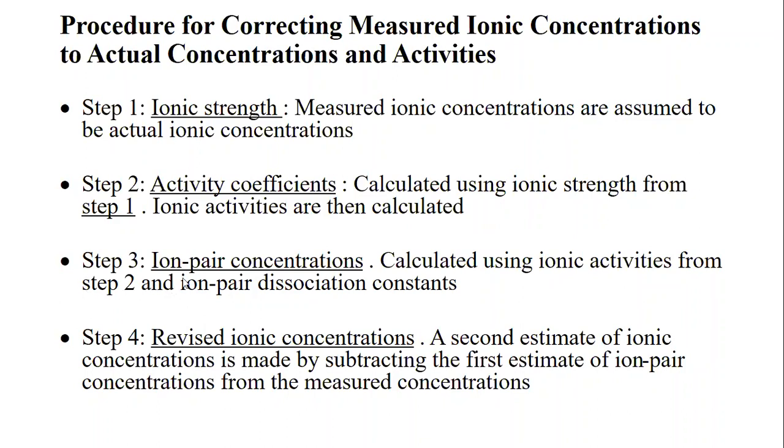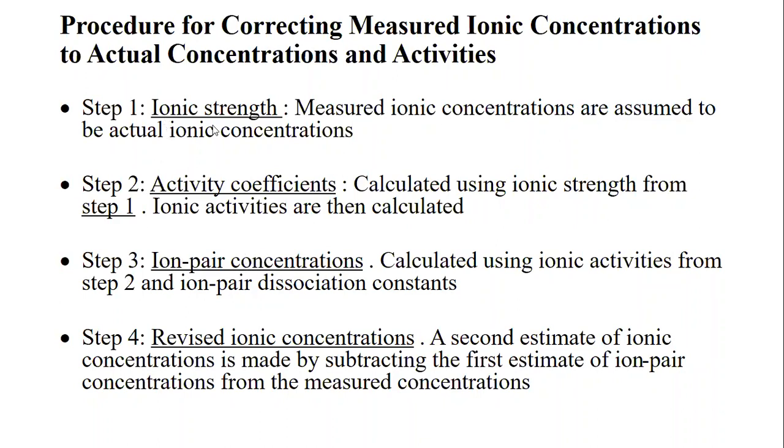Now, the ion pair concentration is calculated using ionic activities, which we already calculated in this step. We use these and the ion pair dissociation constants, which are available from the literature. If I have the K and I have the activities, then I can calculate how much I have of that ion pair or complex, like CaSO4, CaSO3, CaCl. Any of those, now I know how much I have. Understand? Keep up with me.